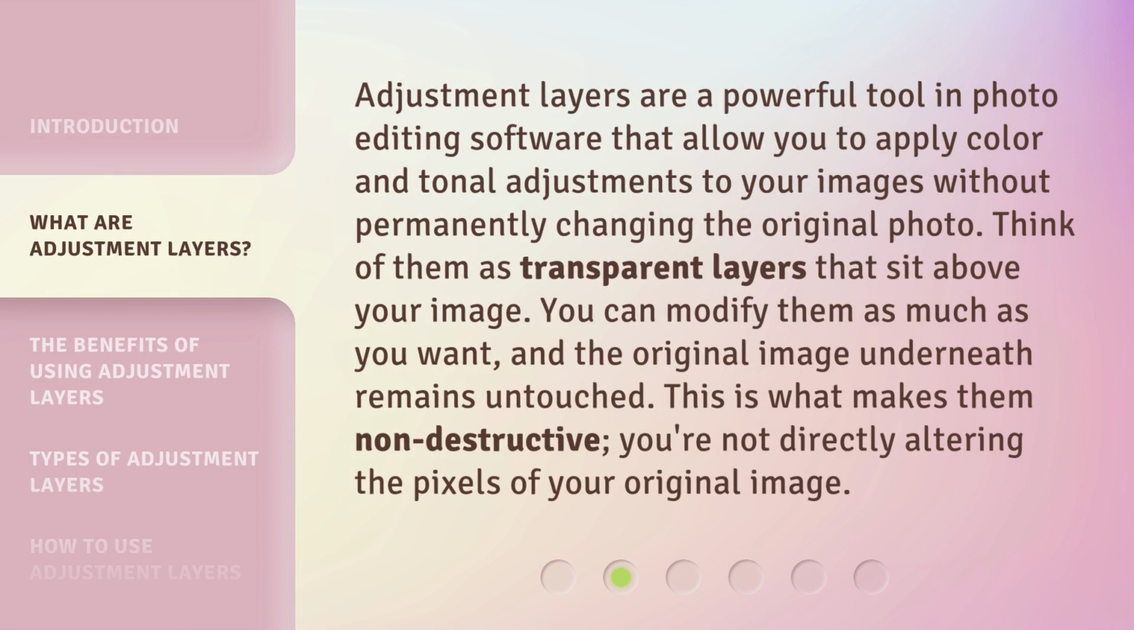Adjustment layers are a powerful tool in photo editing software that allow you to apply color and tonal adjustments to your images without permanently changing the original photo. Think of them as transparent layers that sit above your image. You can modify them as much as you want, and the original image underneath remains untouched. This is what makes them non-destructive. You're not directly altering the pixels of your original image.